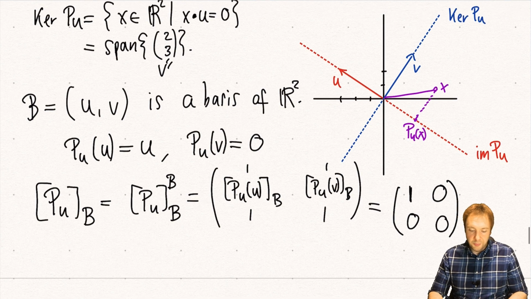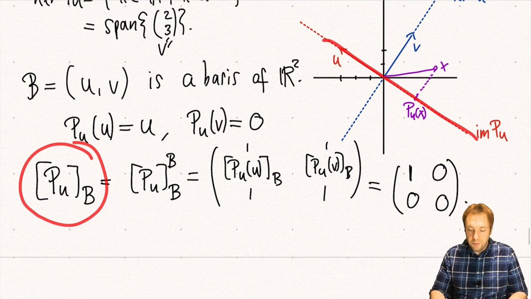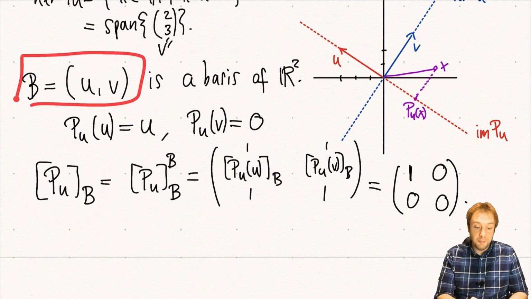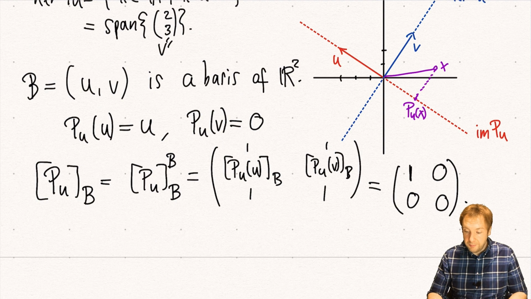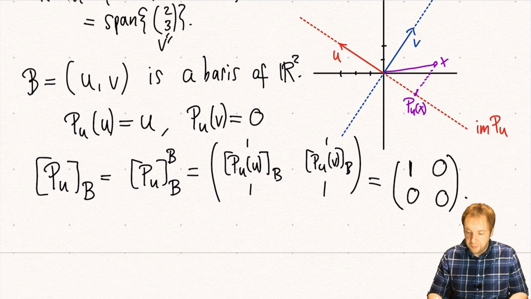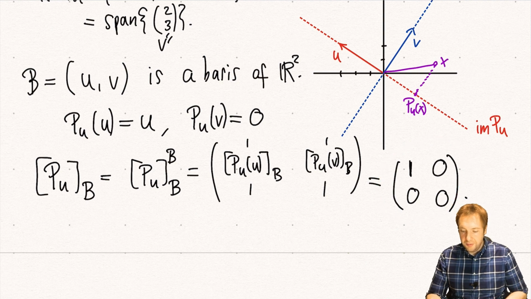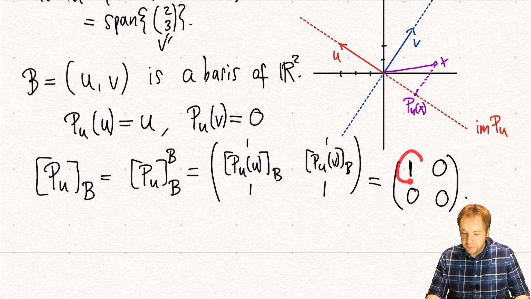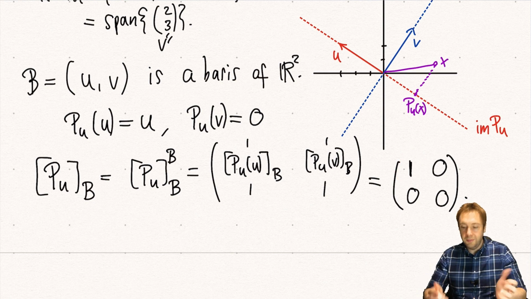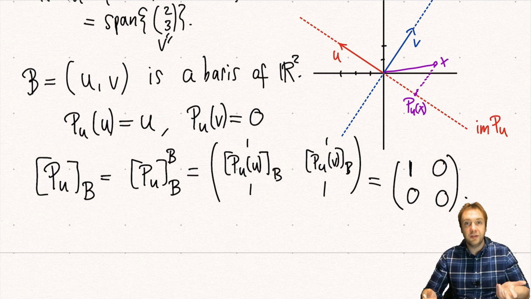And therefore, we see the matrix of the projection onto the line spanned by U with respect to this basis here is just this simple matrix here. So you can directly read off what this matrix does, because you see that the first basis vector just stays the same, and the second basis vector, because here everything is 0, just gets sent to 0.